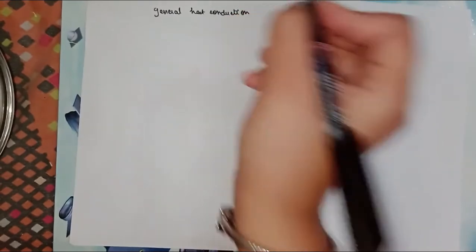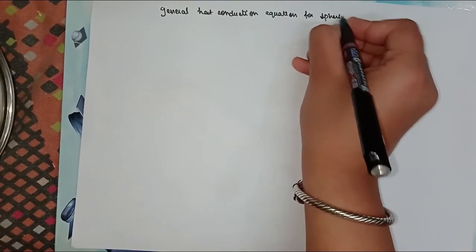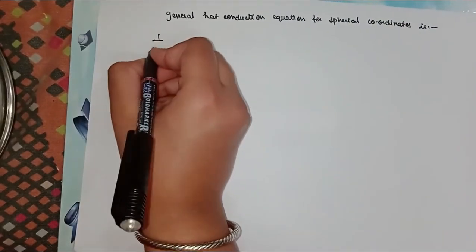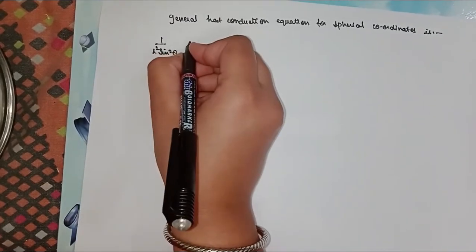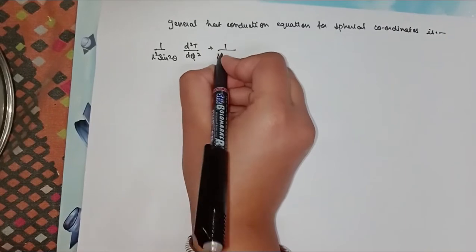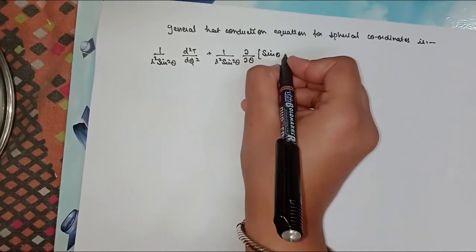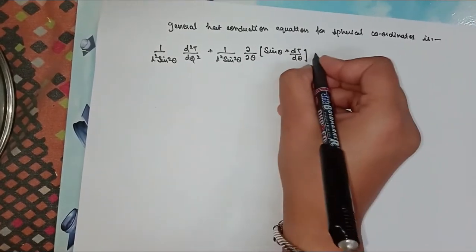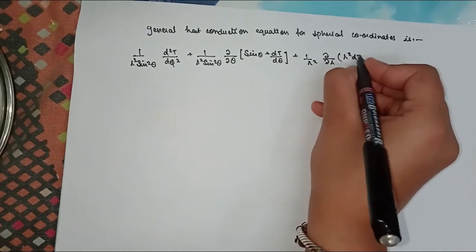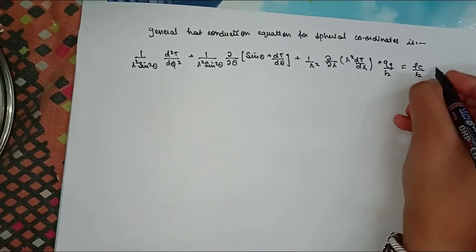So the general heat conduction equation in spherical coordinates is 1 upon r² sin²θ ∂²T upon ∂φ² plus 1 upon r² sinθ ∂/∂θ of (sinθ ∂T upon ∂θ) plus 1 upon r² ∂/∂r of (r² dT upon dr) plus qg upon k equals ρc upon k dT upon dτ.